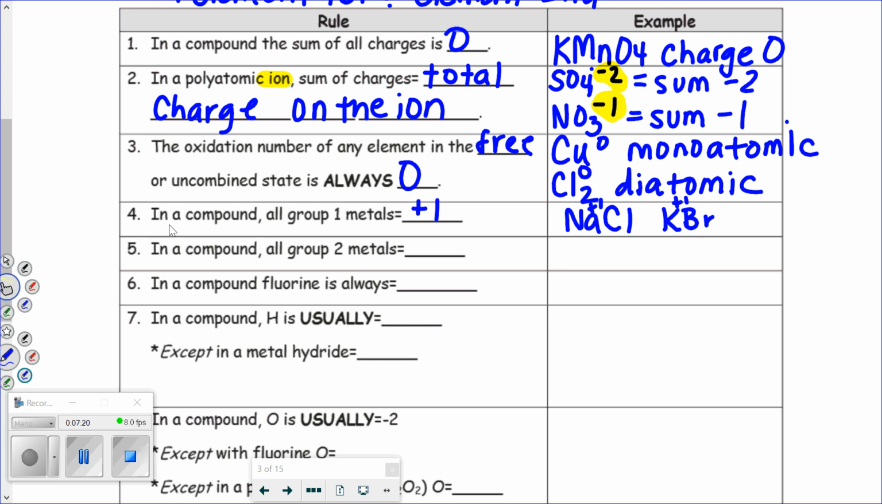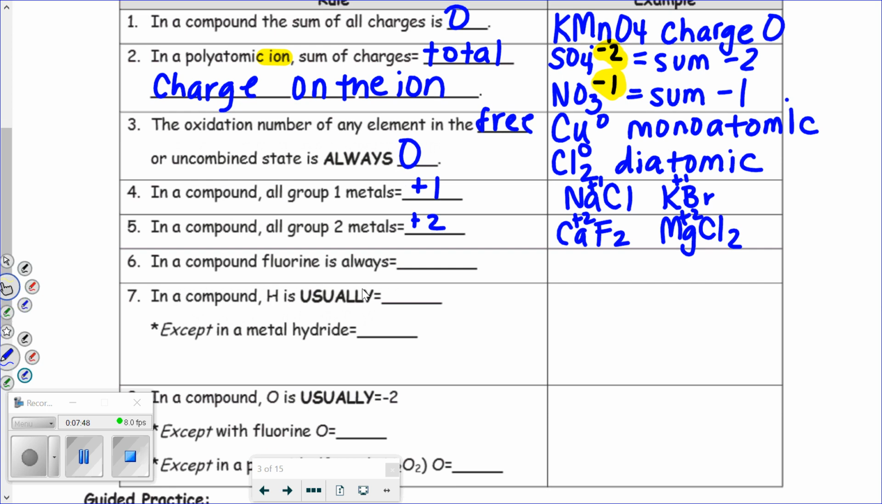Same thing goes for group 2 metals. If you take a look at all your group 2 metals, they have a charge of +2. For example, calcium. If calcium is in a compound with fluorine, its charge is +2. Same thing would go for magnesium chloride. Its charge is +2 because it's group 2. And you can see that just by looking at the upper right-hand corner for magnesium or for calcium.